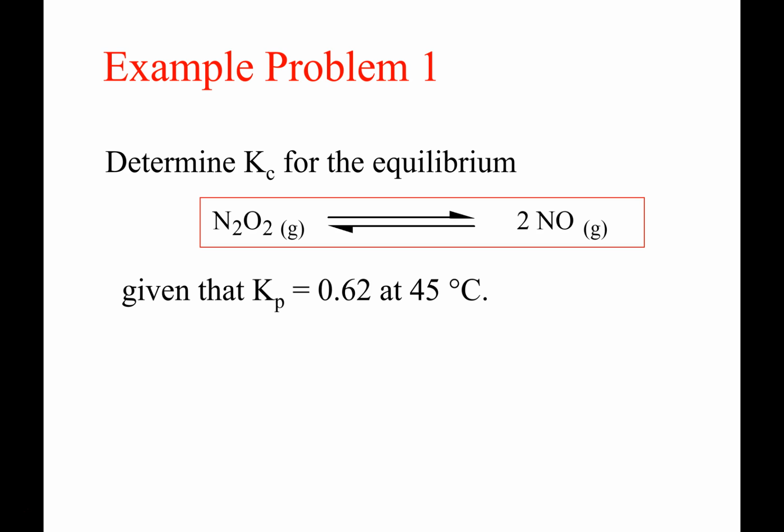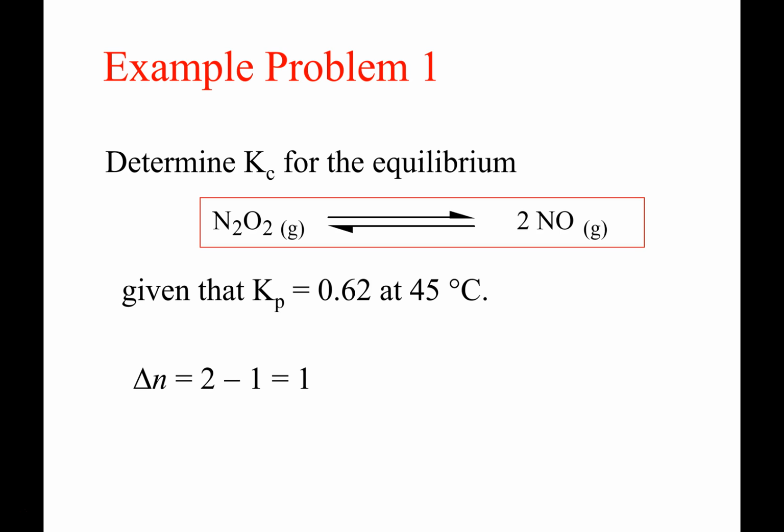Right off the bat, can you see what our delta N is here? 1. It is 1. Very good. And delta N's can be negative or positive. Yeah, but 2 minus 1 is 1. You got it. So we're given Kp here, and we're supposed to knock out Kc. Well, we can do that.